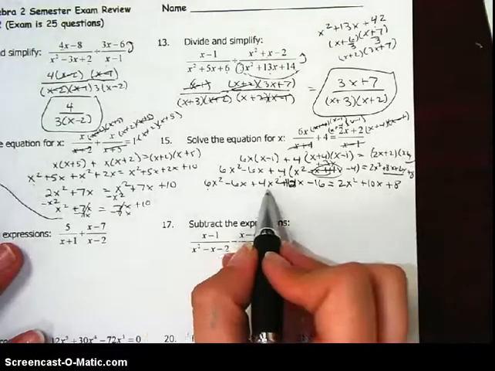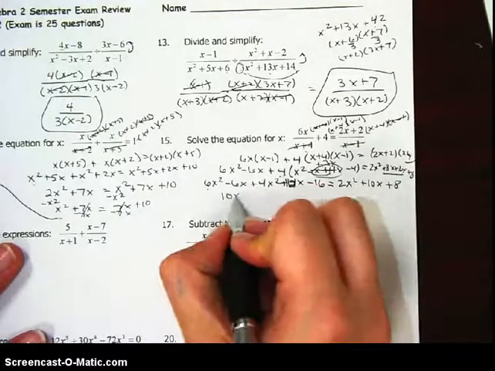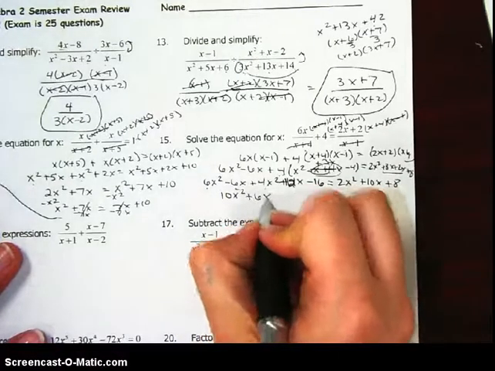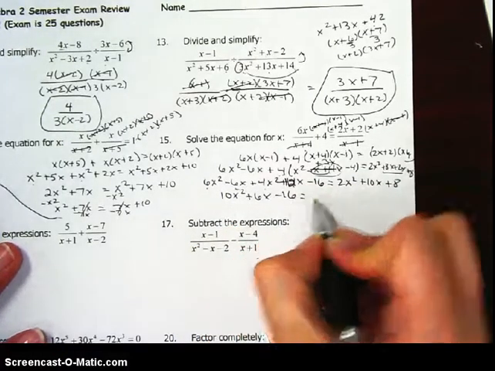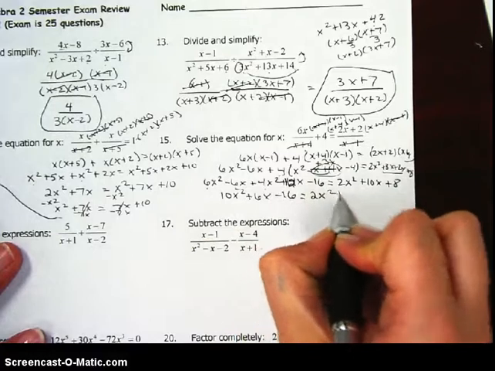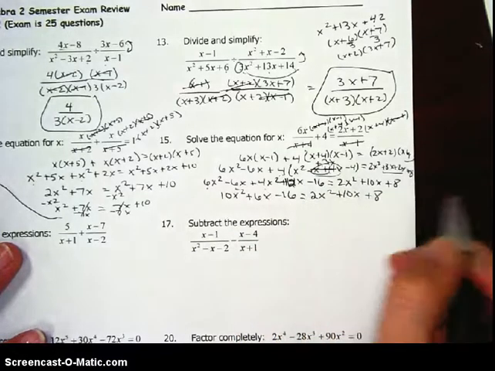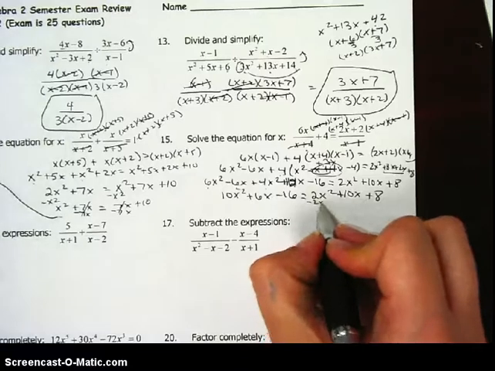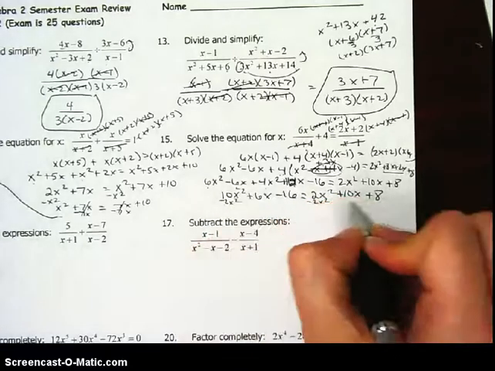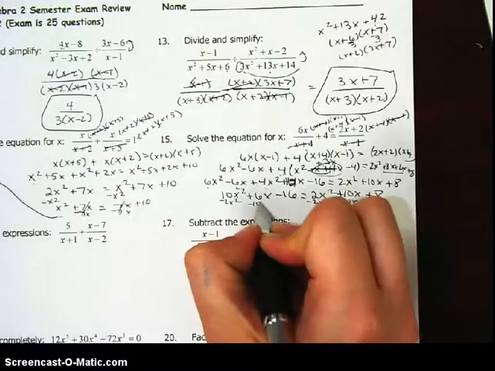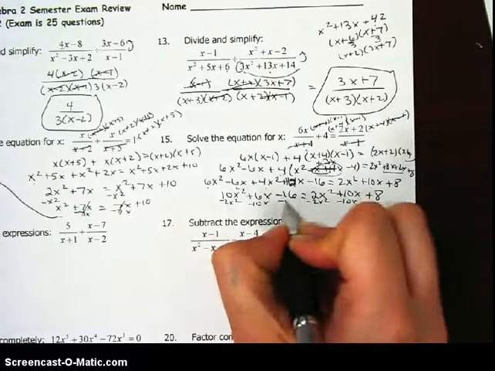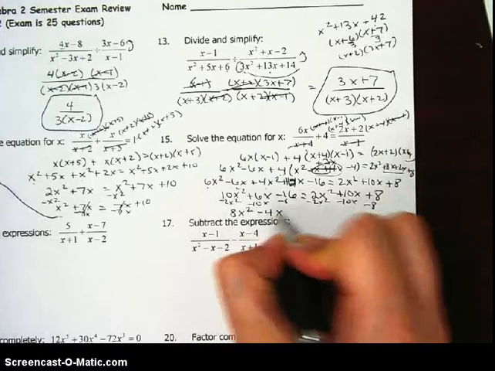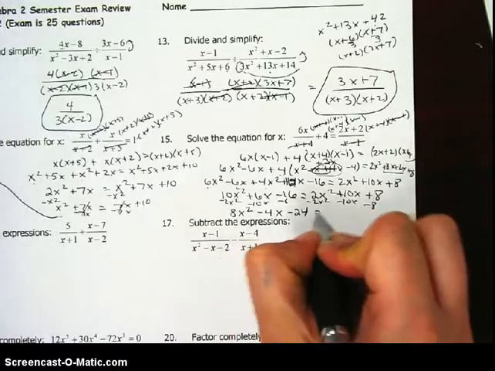6x squared, combining like terms, and 4x squared would be 10x squared. We've got minus 6x plus 12x, so plus 6x minus 16 equals 2x squared plus 10x plus 8. I'm going to move everything over to set it equal to 0, so you subtract 2x squared. We're going to subtract 10x, and we're going to subtract 8. So we're left with 8x squared minus 4x minus 24 equals 0.